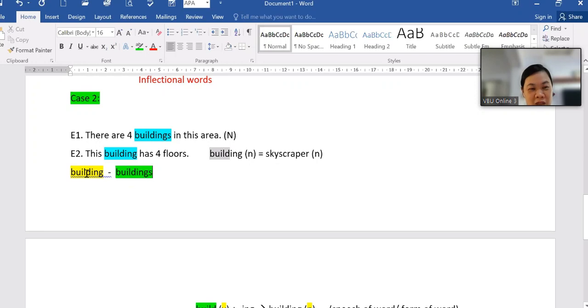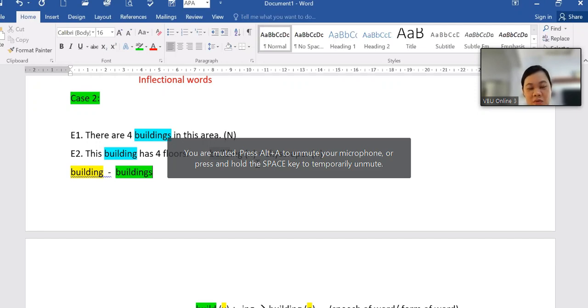So from the yellow to the greens, can you tell me if it is inflectional words or derivational words? Inflectional. See, only grammatical. Good.